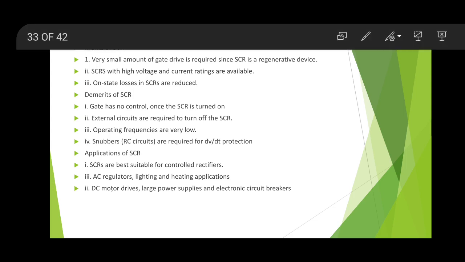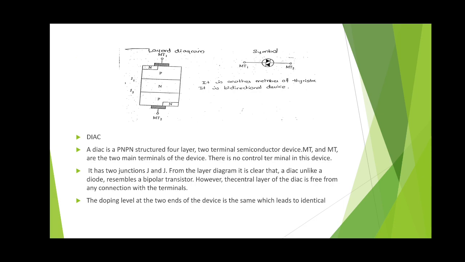So let us go with the next device, that is the diac. So diac also belongs to the thyristor family. So in the figure the structure is shown and the symbol is shown. So diac is having two terminals, that is MT1 and MT2. It is one of the important members of the thyristor family and it is a bidirectional device. So it allows the flow of current in both directions.